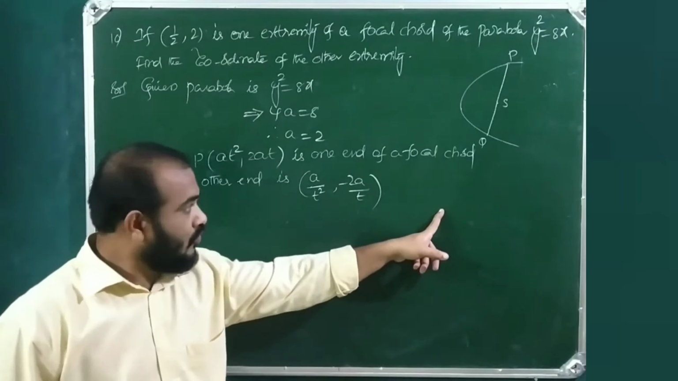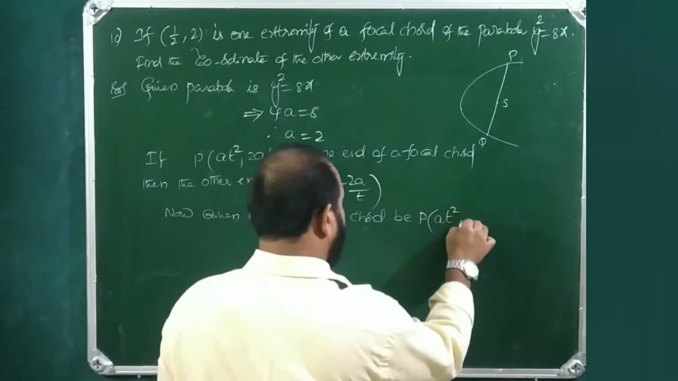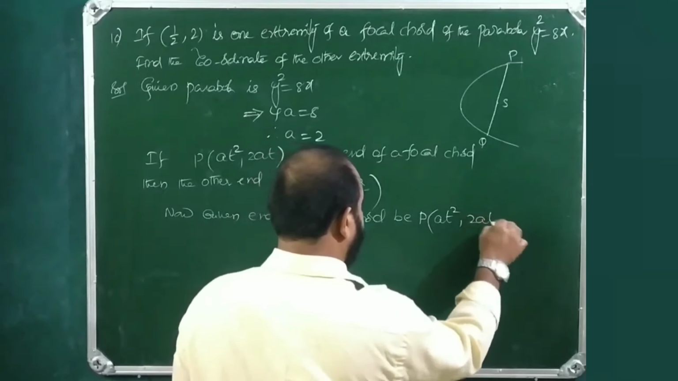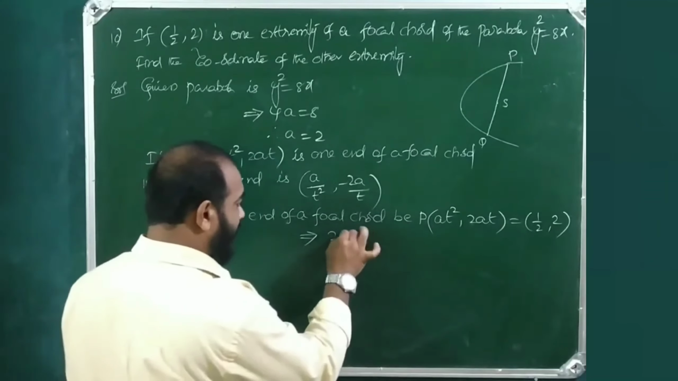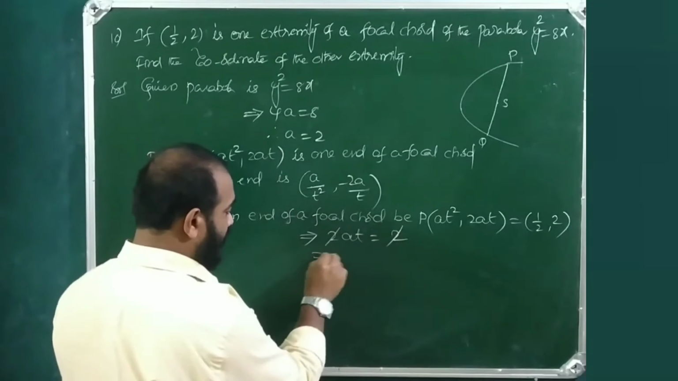So given one end of a focal chord P at square comma 2at is equals to 1 by 2 comma 2. So comparing with the x coordinates or y coordinates, here 2at is equals to 2. A value is 2, so 2 gets cancelled. 2t is equals to 1. Therefore, t is equals to 1 by 2.